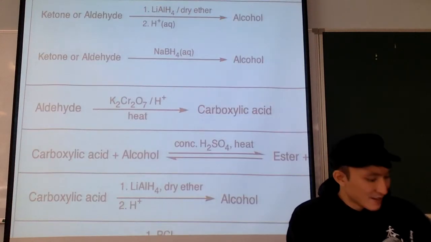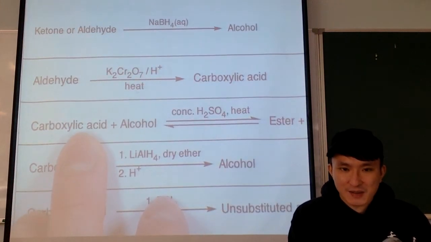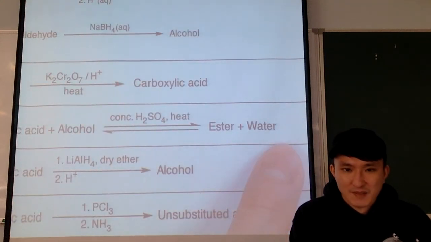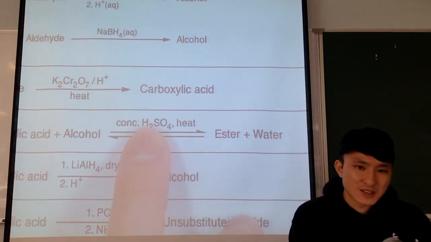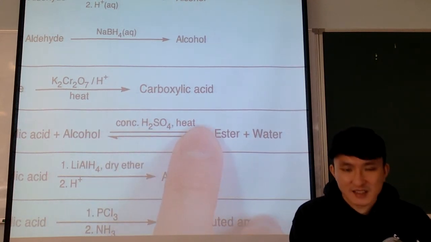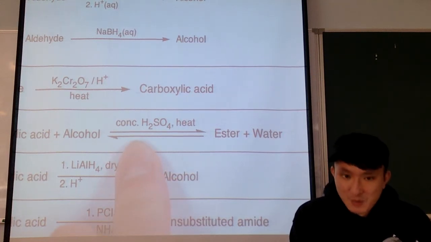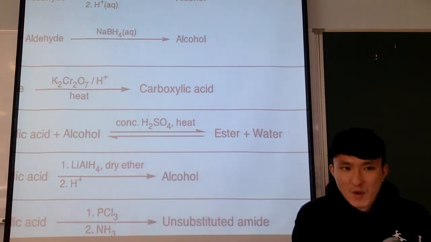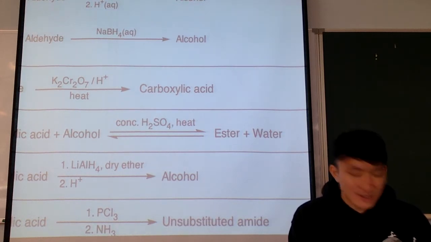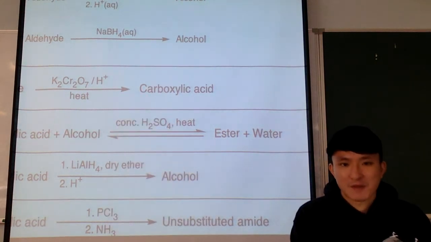Now, for carboxylic acid, here, carboxylic acid reacts with alcohol to form ester and water. The catalyst we use is concentrated sulfuric acid. The condition is heating. Now, you see this reaction is reversible, bear in mind. But when you are describing the synthetic route, you don't have to specify the reversible arrow. You just use a one-headed arrow, that would be fine.